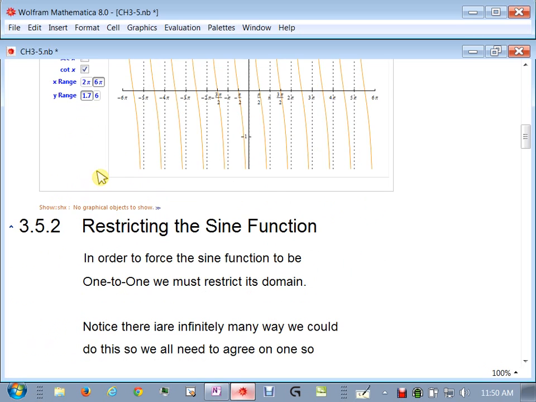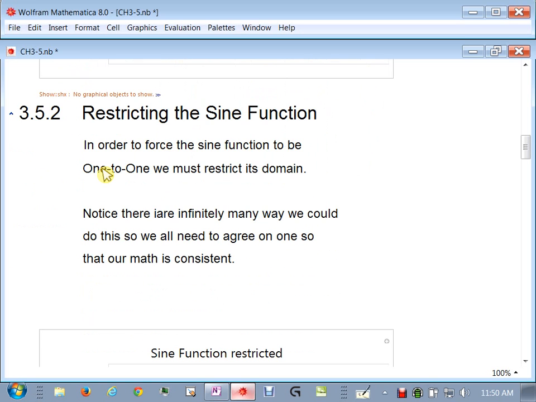All right, so what we're going to have to do, in order to force the sine function, we'll just start with the sine one. In order to force the sine function to be one-to-one, we have to restrict its domain. So notice there are infinitely many ways we could do this, so we need to agree on one.